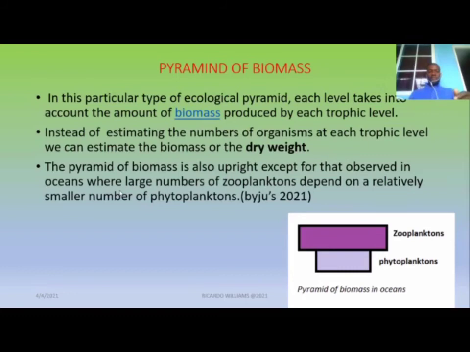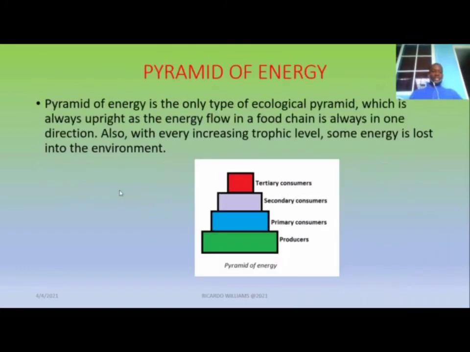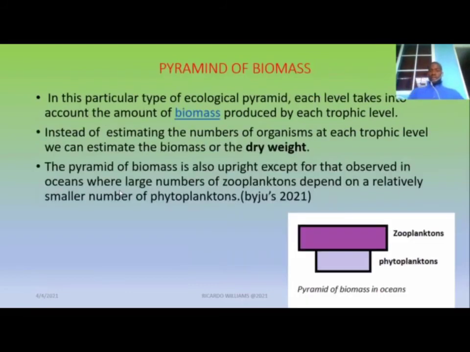So biomass and energy are basically proportional or equal to each other. So as I said, pyramid of energy, the only type of ecological pyramid which is always upright. Always upright. Guess what? Biomass is always upright too, except for this one little example where I point out the phytoplanktons and the zooplanktons, right? And the only reason why that occurs is that the phytoplankton are microscopic. So even though they are the energy source, when you dry them, they're always going to be lighter compared to the zooplanktons, which are not microscopic.